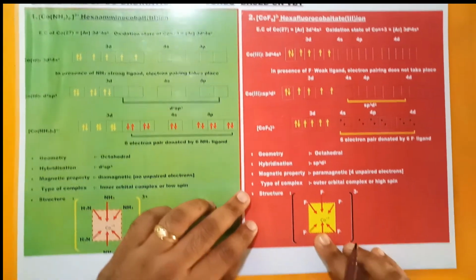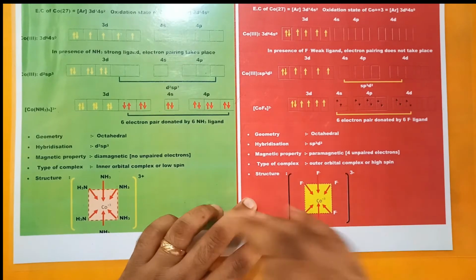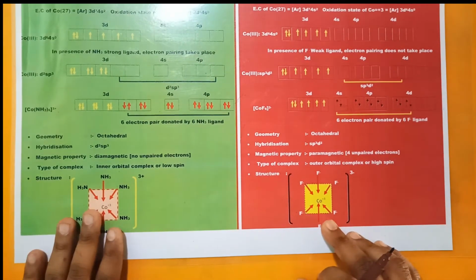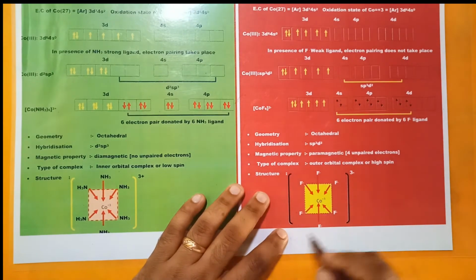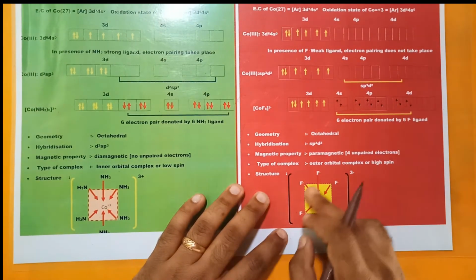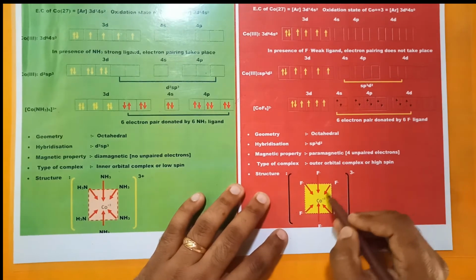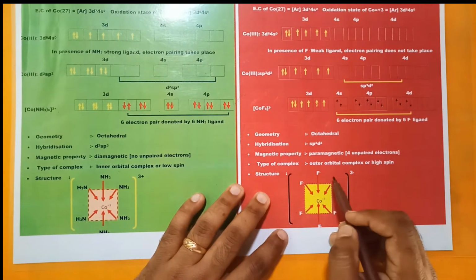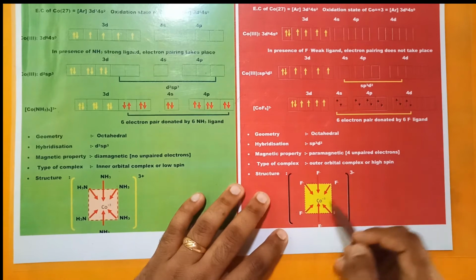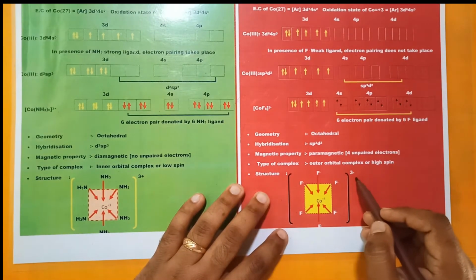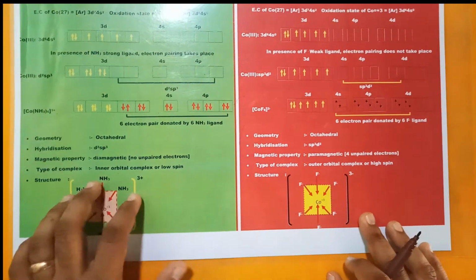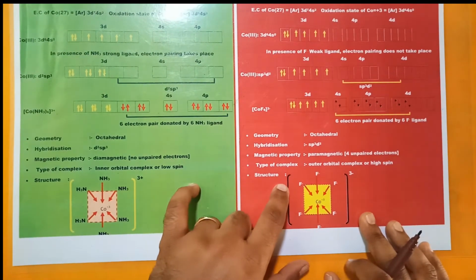So look here friends, the structure here is very similar to the first one. Here is the hexaamminecobalt(III) ion. Here the central metal atom is cobalt and the 6 ligands surround the cobalt, and this arrow mark shows the donation of electrons to the central metal atom, and a negative charge on the coordination sphere, that is 3 minus. Is it clear friends? This is the difference between these two complexes.